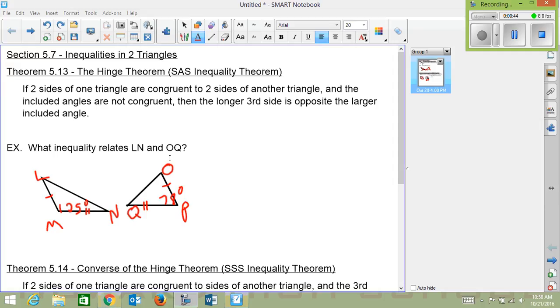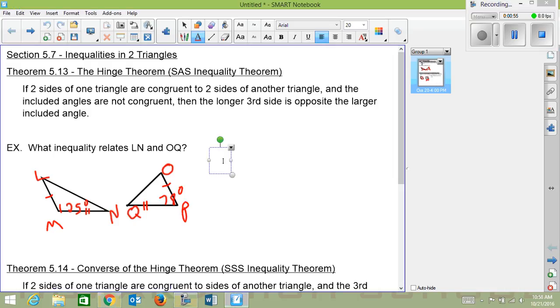So my example says, what inequality relates LN and OQ? So how does LN relate to OQ? You go back and use this theorem to figure this out. So you would say that LN is greater than OQ. Why? Because of the hinge theorem.